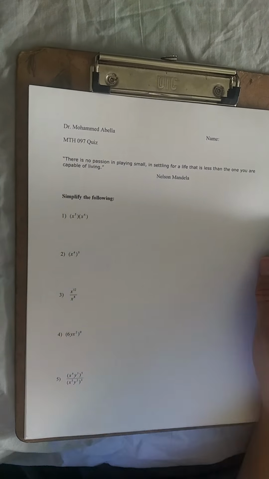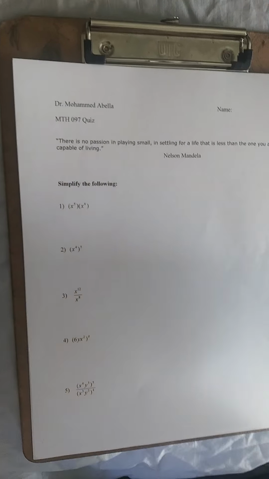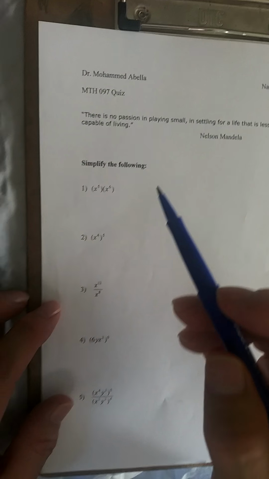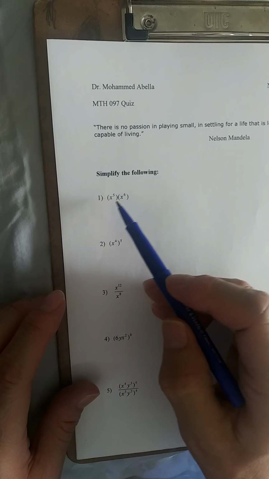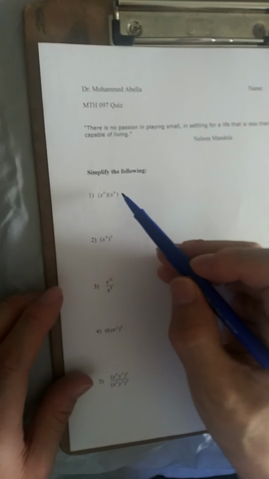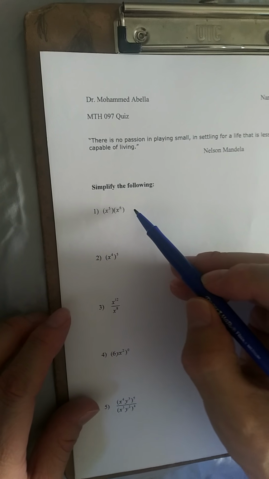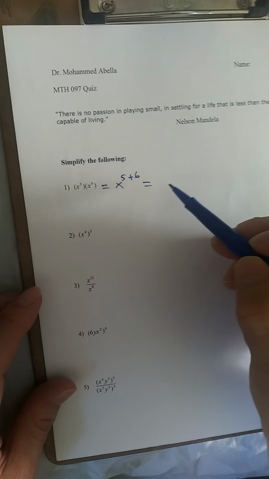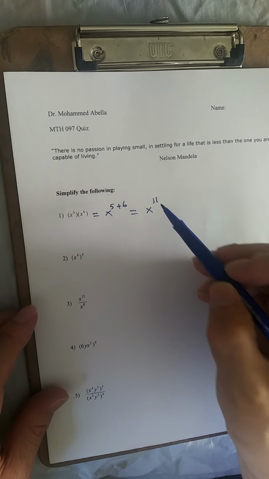Let's do some examples of all of these properties. The first example is x to the power 5 times x to the power 6. Well, here we're multiplying two powers. So what do we do to the exponents? We add them. It'll be x to the power 5 plus 6. And let us simplify this. This will be x to the power 11. Done.